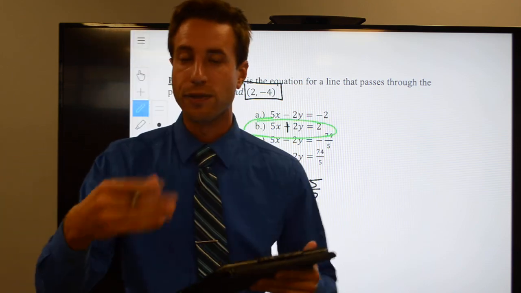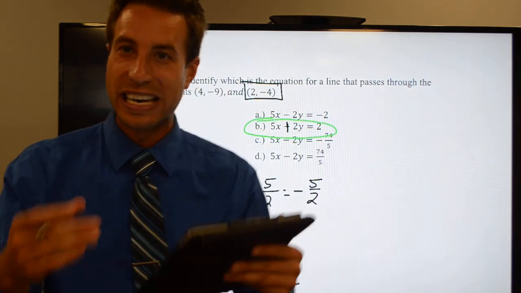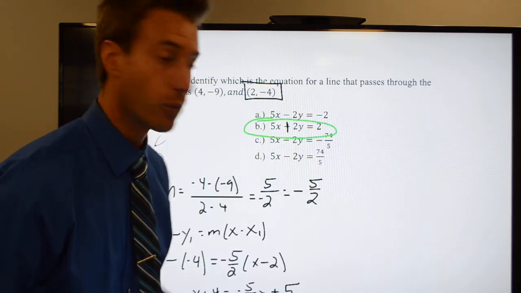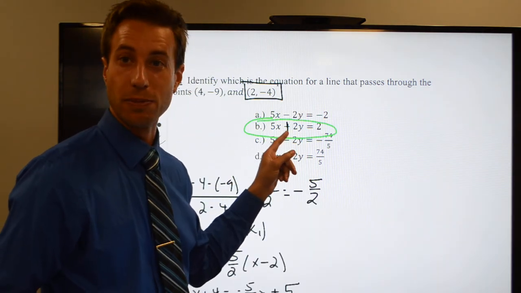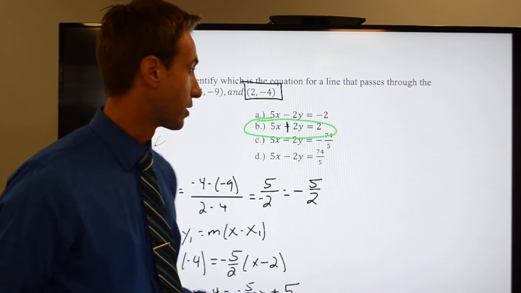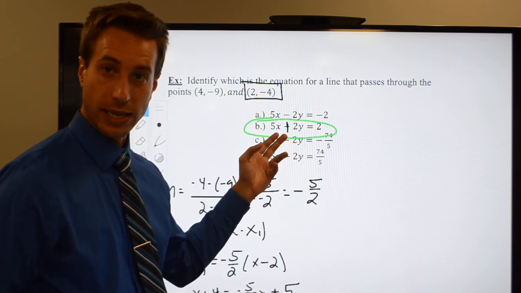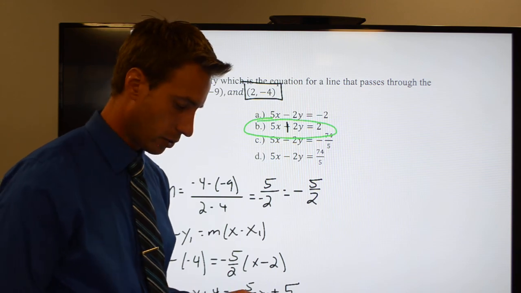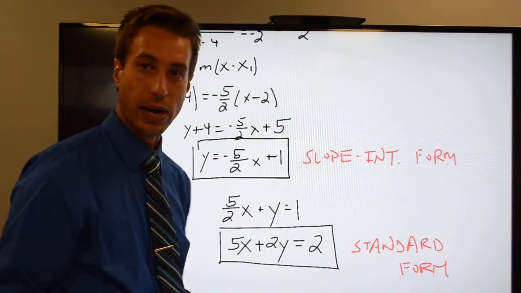I am so sorry if you went ahead and tried this one on your own and now you're watching this video because you're like, what the heck? I don't know what I did wrong. That's my fault. That should be a plus sign. I really, really apologize for that. So there we go. That is our correct answer in standard form. 5x plus 2y is equal to 2. That's exactly what we got right down here.